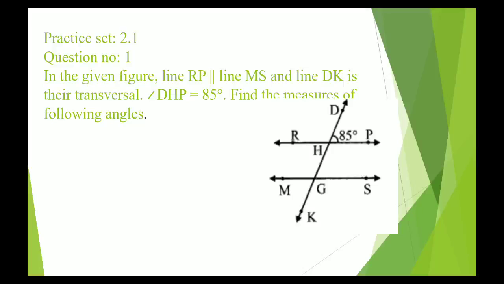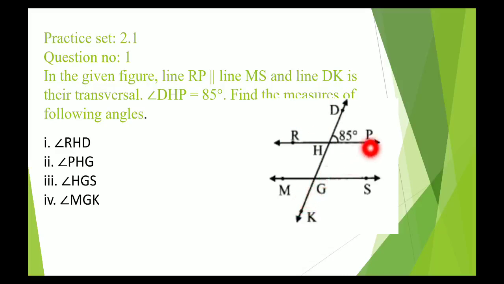Practice set 2.1. Question number 1. In the given figure, line RP is parallel to line MS and line DK is a transversal. Angle DHP is 85 degrees. Find the measure of the following angles: RHD, PHG, HGS, MGK.